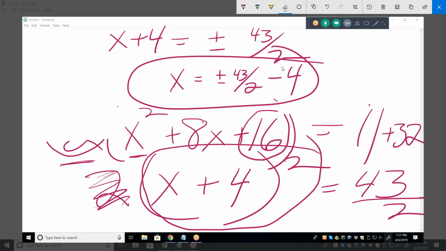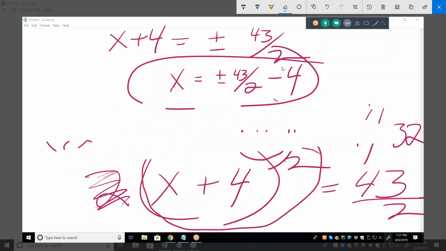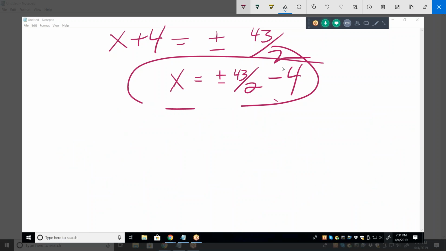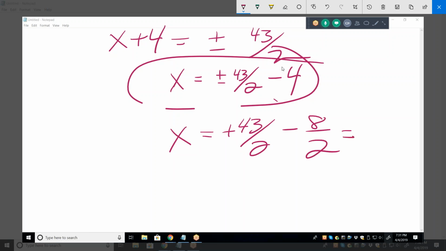So one of them would... You have to be able to add a whole number to a fraction. One would be 17 and a half. Well, let's just leave it all in halves. So the first one's going to be 43 halves minus 4. How many halves is 4? 8. What's that equal to? That'd be equal to 35.